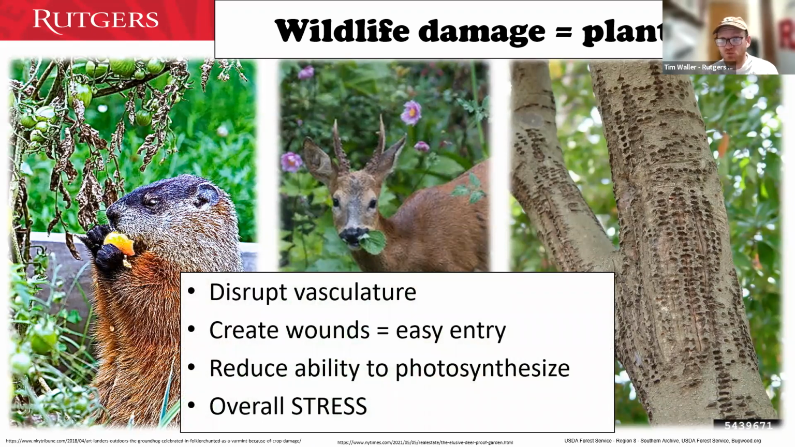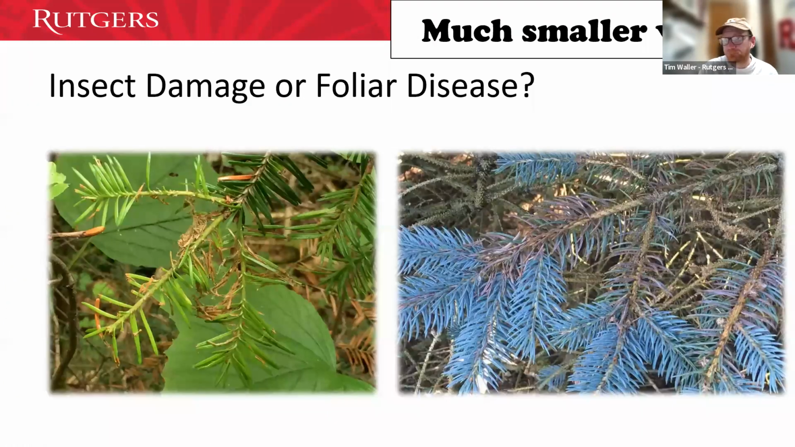So a lot of large wildlife damage can damage vasculature. Something that groundhogs do at a lot of commercial nurseries is they sharpen their teeth on very expensive trees and shrubs. And I've seen it get so bad that people are losing tens of thousands of dollars due to one family of groundhogs. They create wounds, stuff can get in, and they overall can reduce the ability to photosynthesize. These same points are going to come up over and over again.